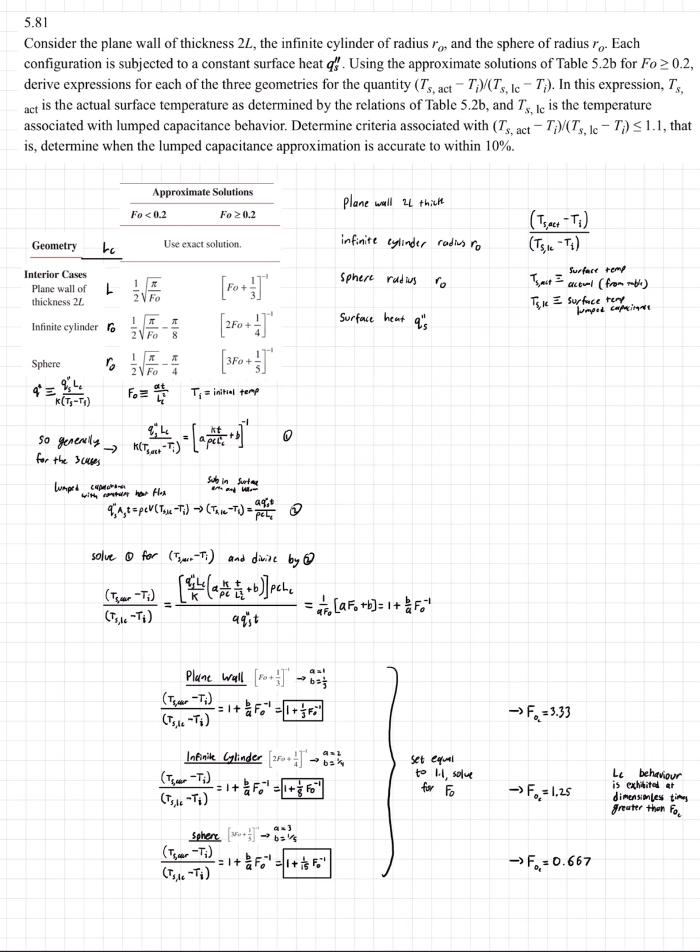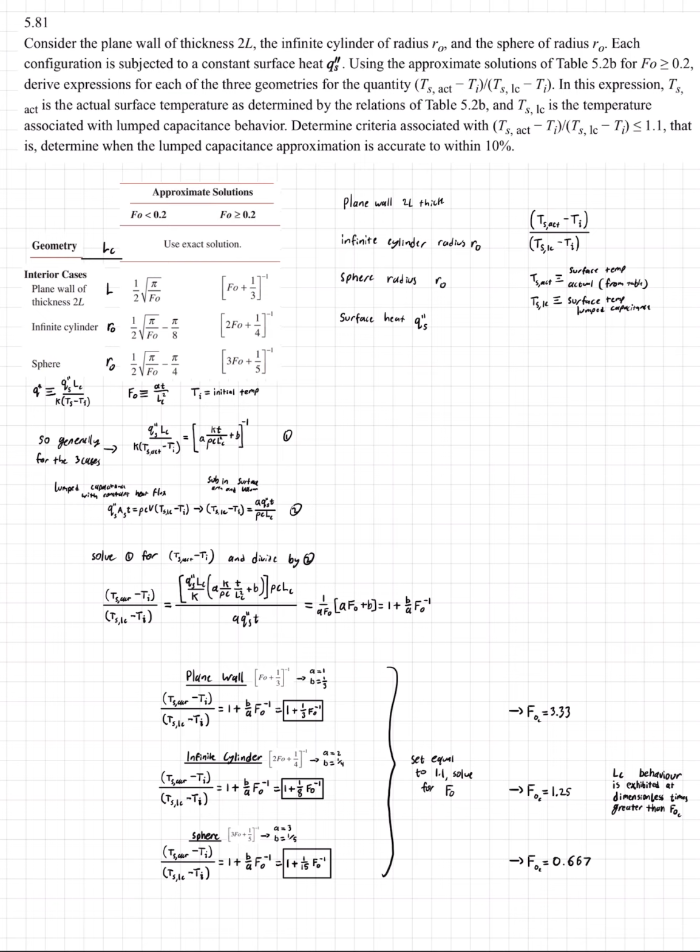In this expression, Ts actual is the actual surface temperature as determined by the relations of table 5.2b, and Ts LC is the temperature associated with lumped capacitance behavior. Determine criteria associated with Ts actual minus Ti over Ts LC minus Ti being less than or equal to 1.1, that is, determine when the lumped capacitance approximation is accurate to within 10%.